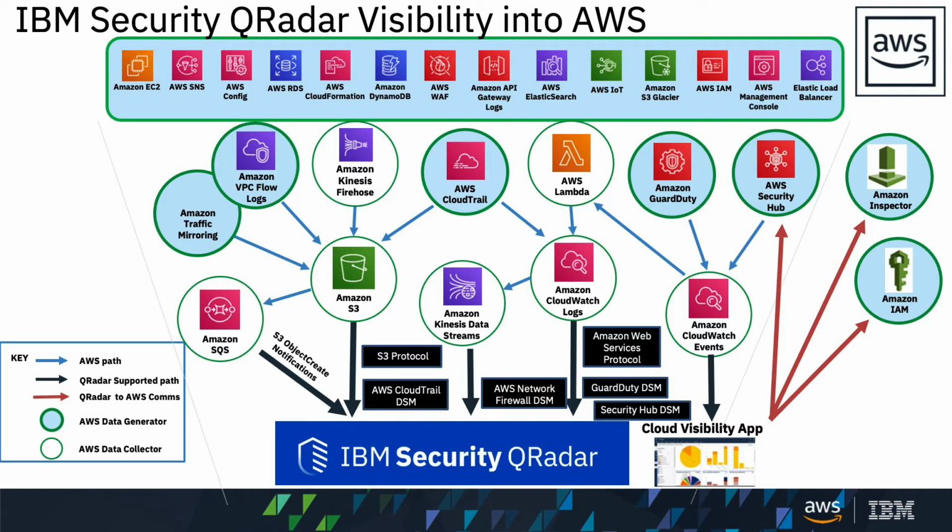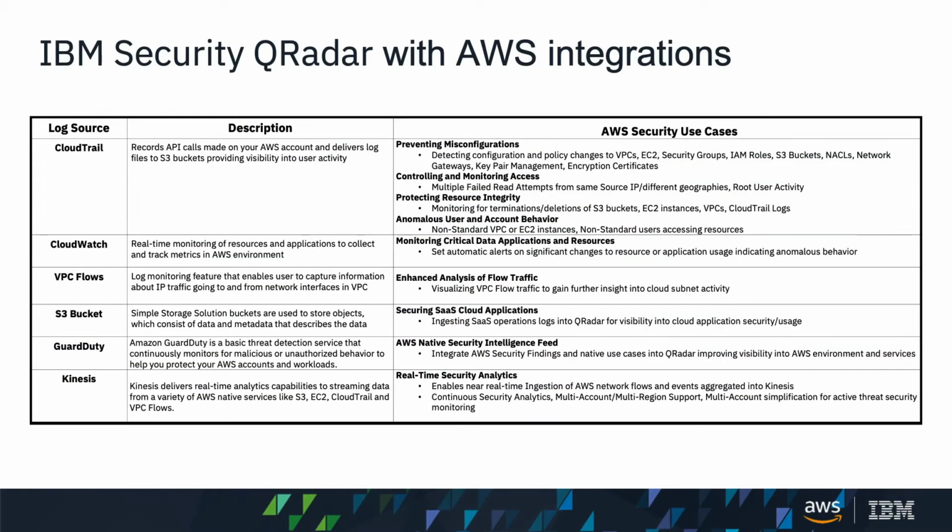So this diagram here just shows some of the connections that we have within the AWS environment to be able to bring data in to QRadar. Here's a quick overview of some of the terminologies that we have around this. So CloudTrail, as mentioned, is the definitive audit record of everything that's happened. CloudWatch is another way of monitoring data.